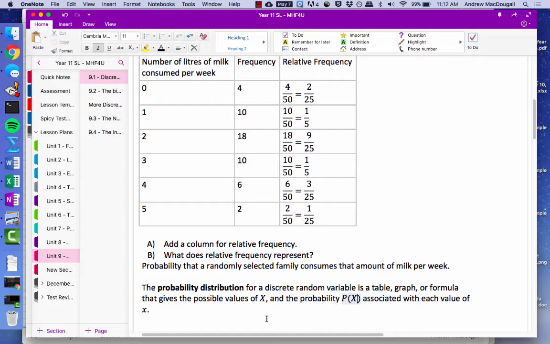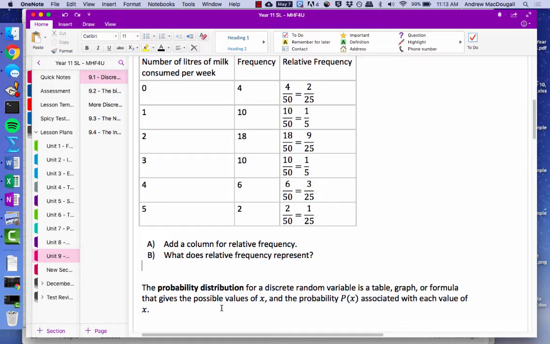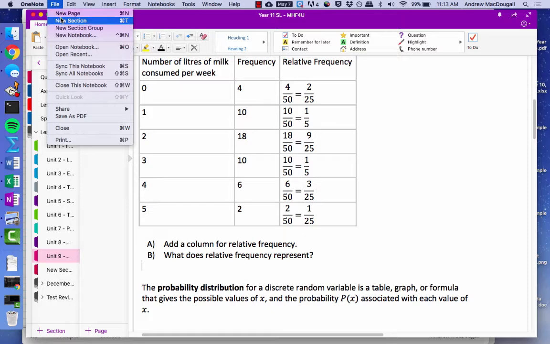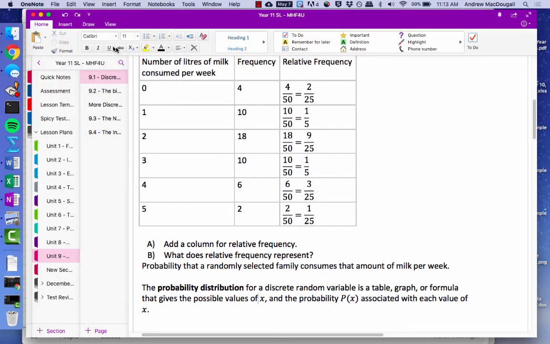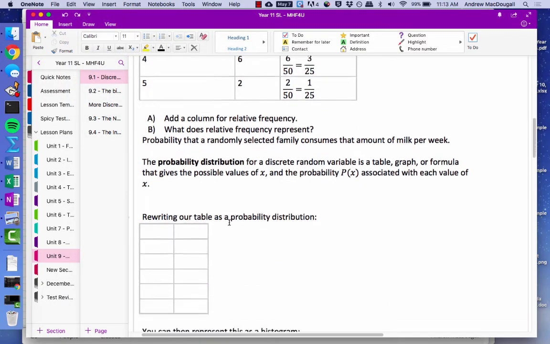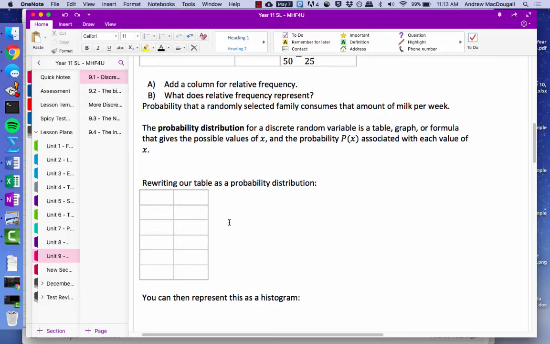For discrete random variables, we usually, actually no, sorry, I take that back. Okay, moving on. Now, customarily, we use slightly different notation for probability distribution.